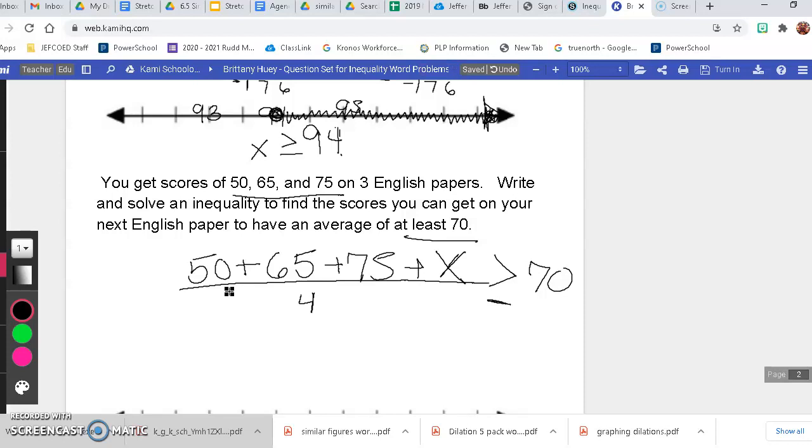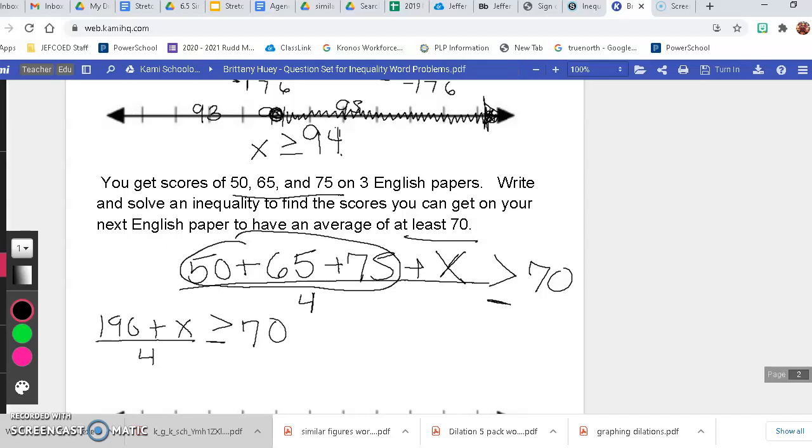So remember, first step with this, combine your like terms. So I'm going to put all of this right here into a calculator. I'm going to put 50 plus 65 plus 75. And let's see, that gets me 190. So I got 190 plus x is greater than or equal to 70. Oh, and I forgot to put the divided by 4. Don't forget that. That's super important.